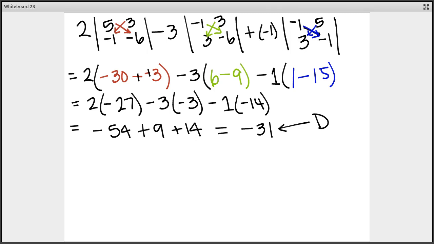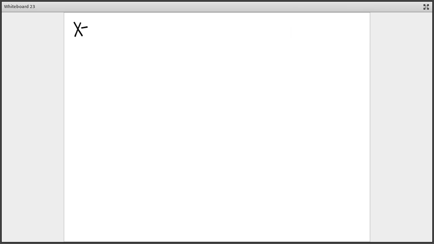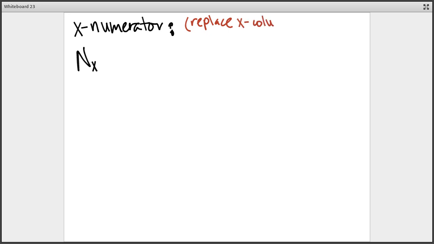My next step is I'm going to find the x numerator. We did this in section 3. And if you remember, the notation for that is a big N with a little sub x. And what you do is you replace the x column, which will be the first column. Whoops, that should have been an N, not an M. So you'll replace the first column with the answer column.